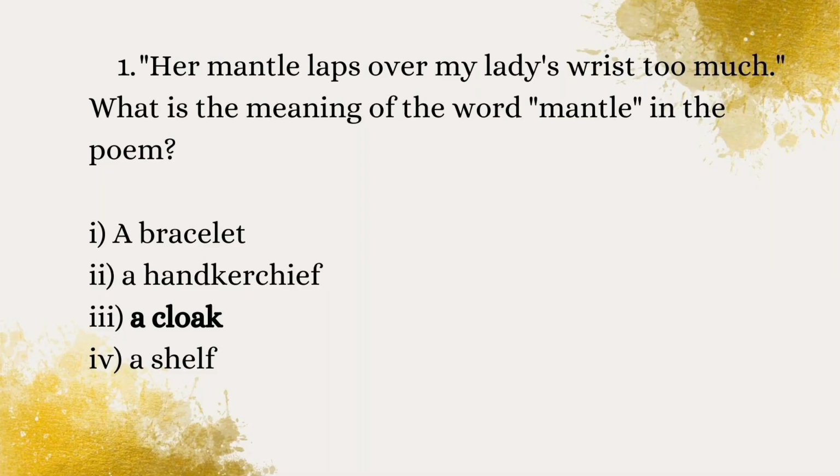The first question is, "Her mantle laps over my lady's wrist too much." What is the meaning of the word mantle in the poem? The options are a bracelet, a handkerchief, a cloak, and the fourth option is a shelf. The answer is a cloak.